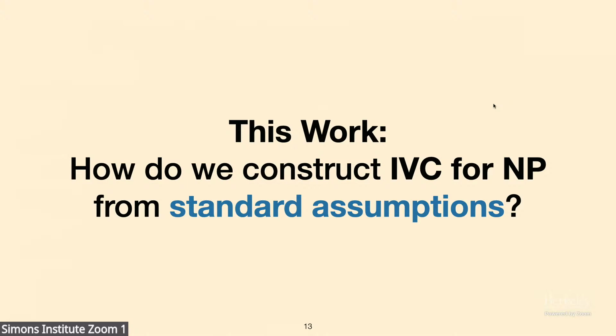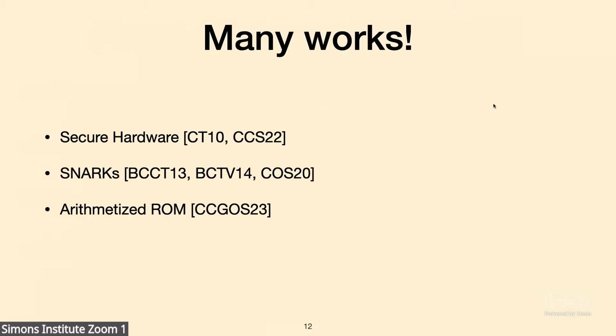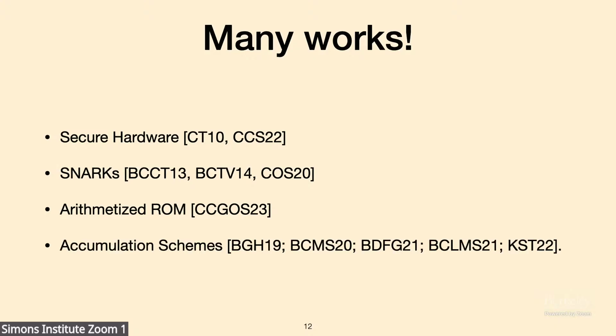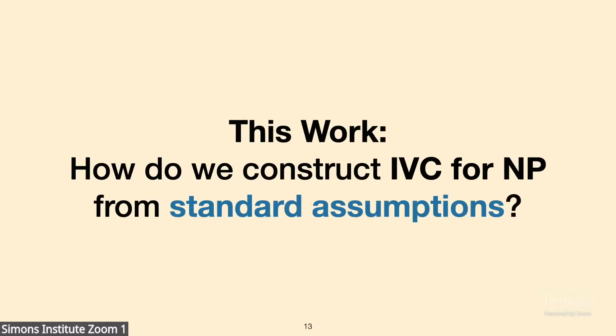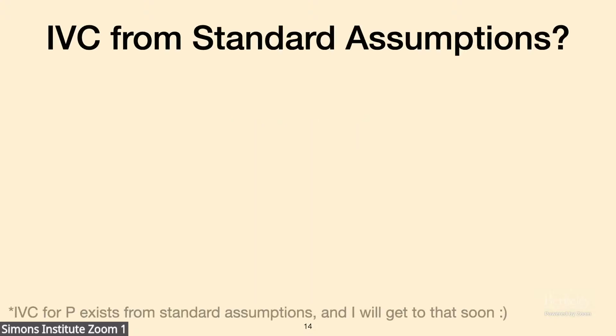What were the previous works? What assumptions? So they use SNARKs. There's the arithmetized ROM model, which is not ROM, but like arithmetized, a different ROM, accumulation schemes. Yeah, there was a talk on this on the first day. But in this talk, I really want to think about IVC for NP from standard assumptions.